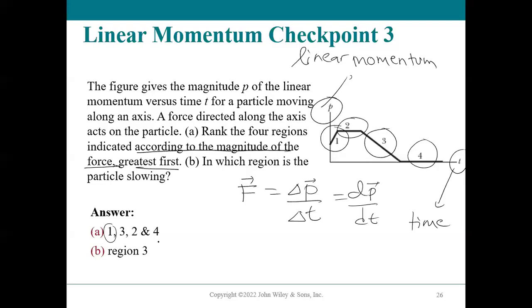In which region is the particle slowing? The particle slowing means that the force is opposite. So it is in region three. Region three, so the particle is slowing.